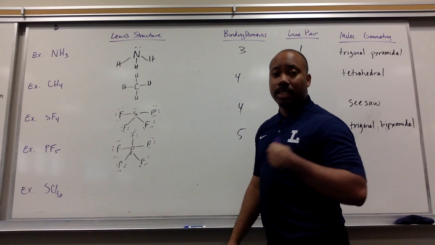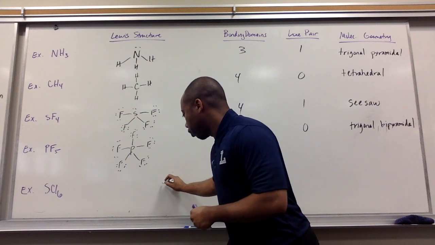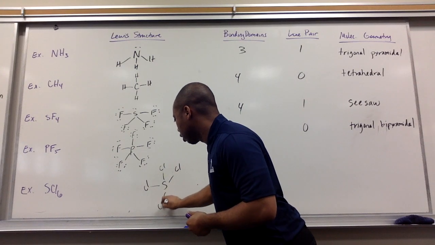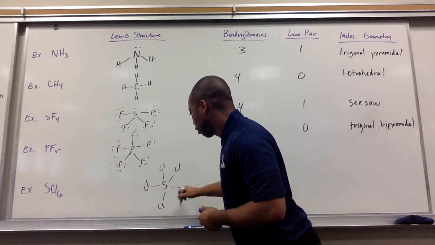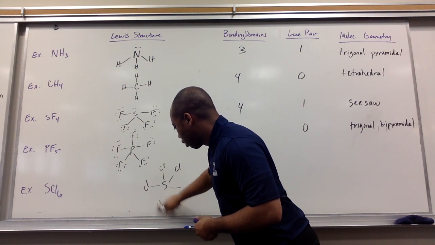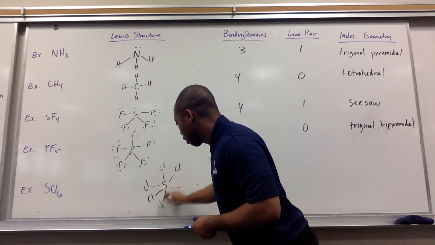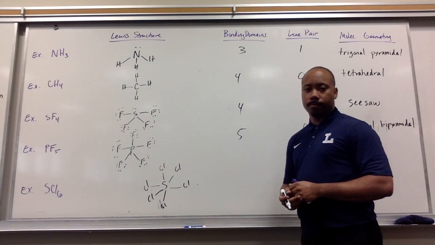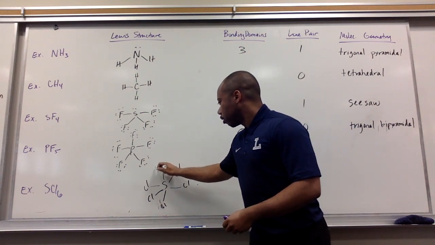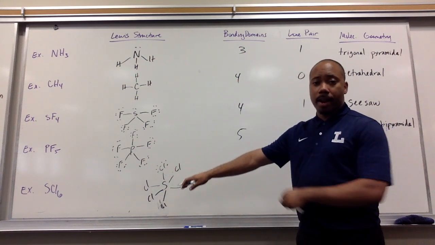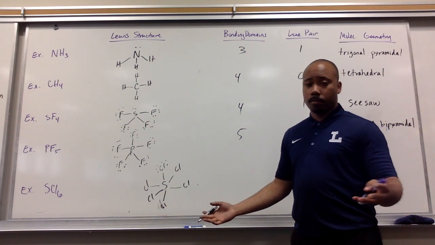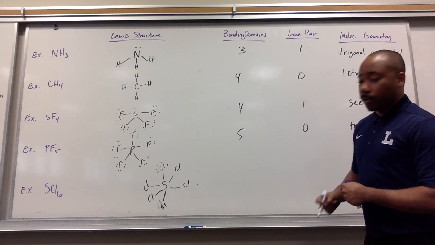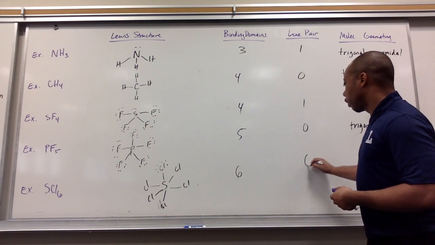Last one, SCl6. So this Lewis structure, as you can imagine, needs a little more space here. It would look like so. And imagine there are 6 lone pair on each chlorine giving it an octet. That doesn't really matter for our discussion here today, but that's what it would look like in this Lewis structure. We have 6 bonding domains, 0 lone pair.